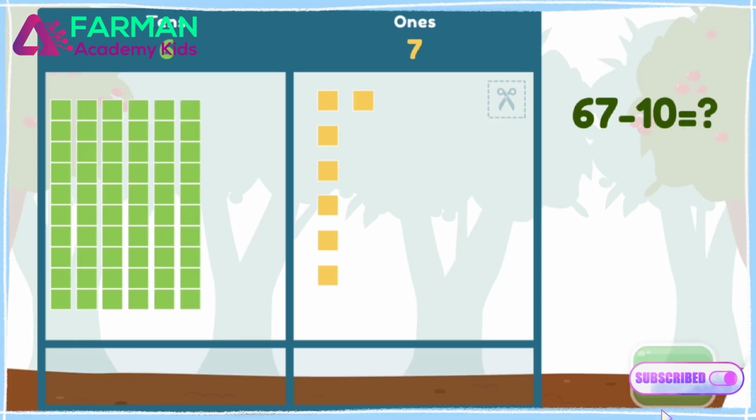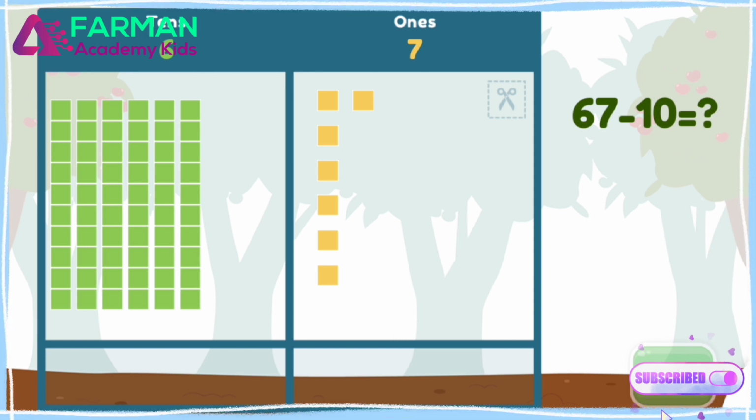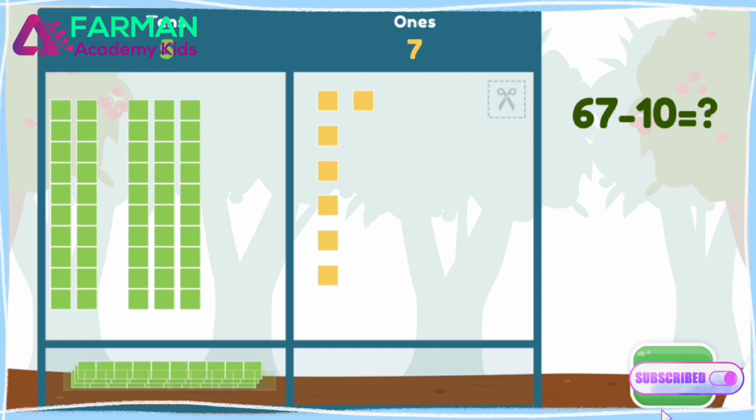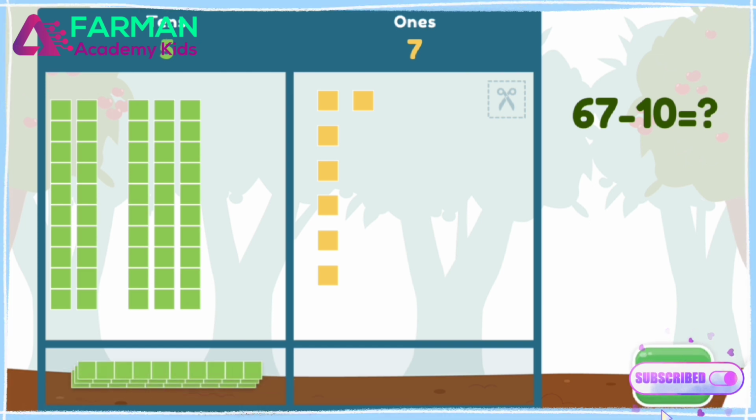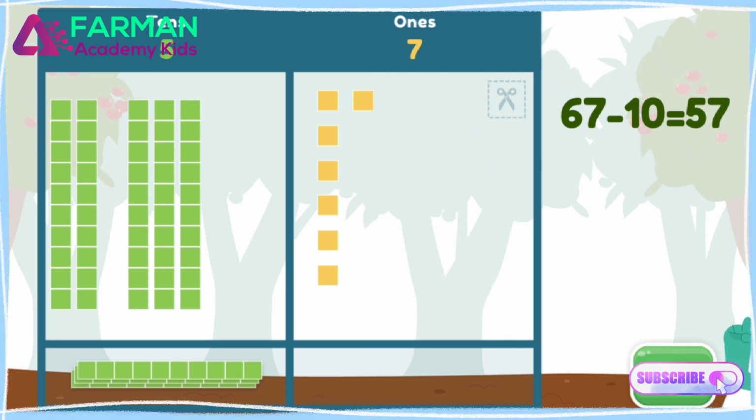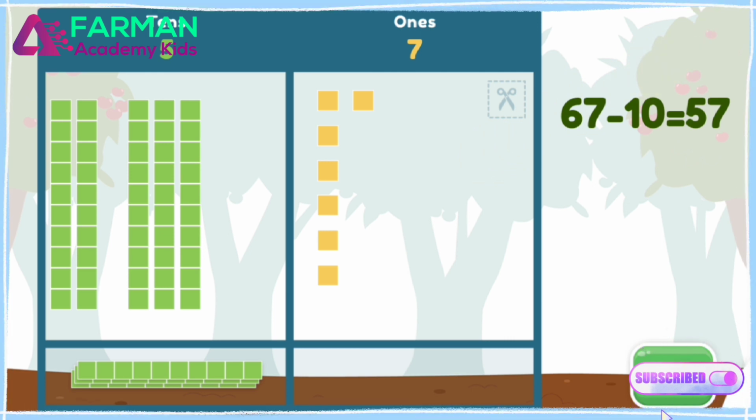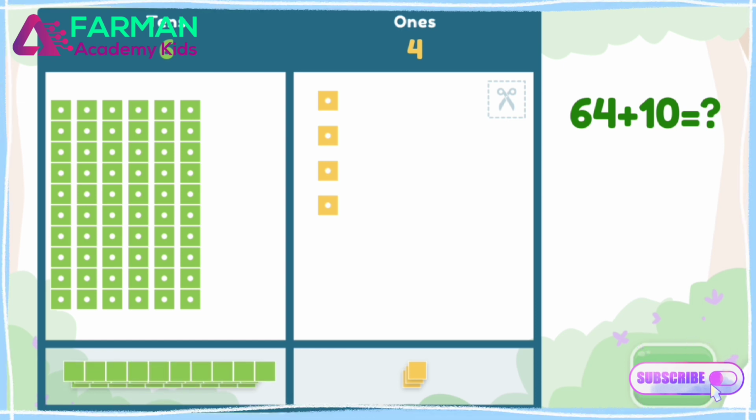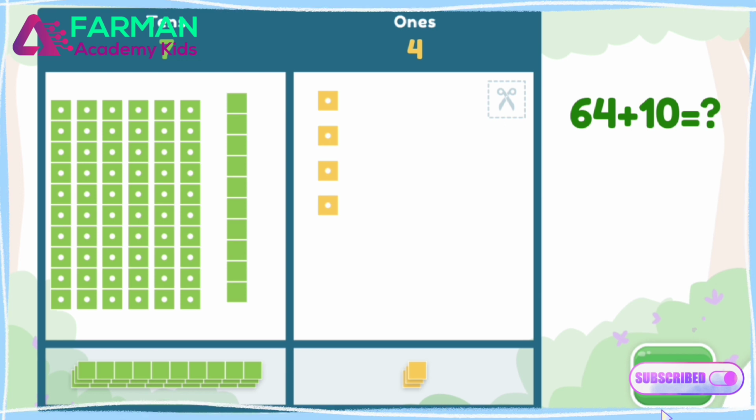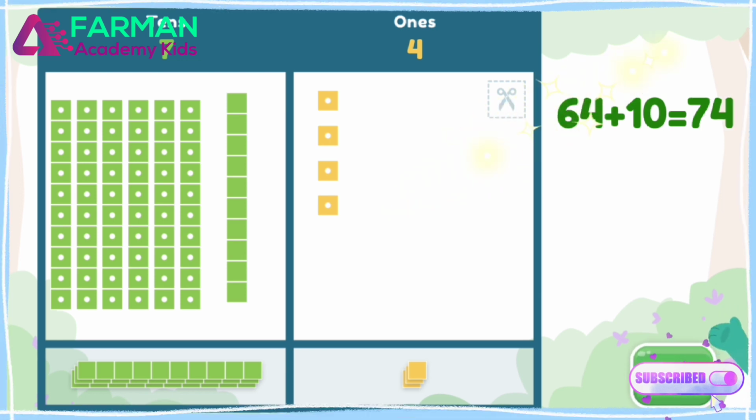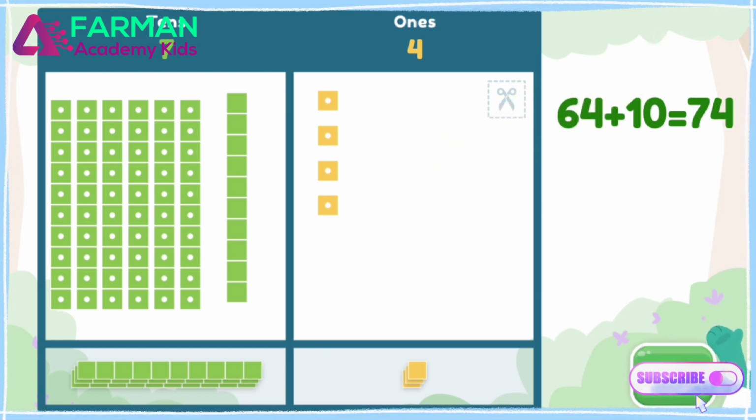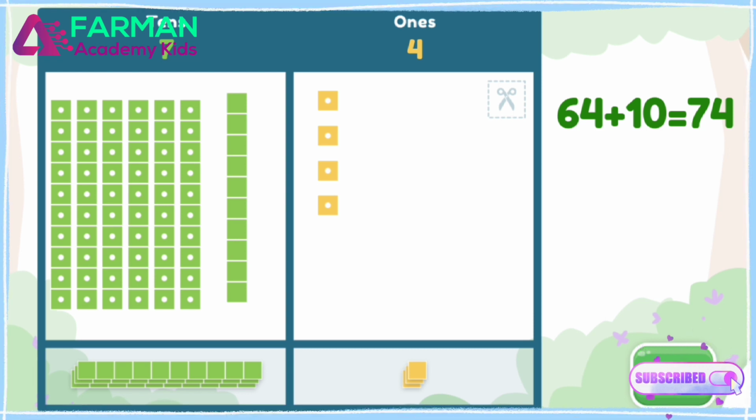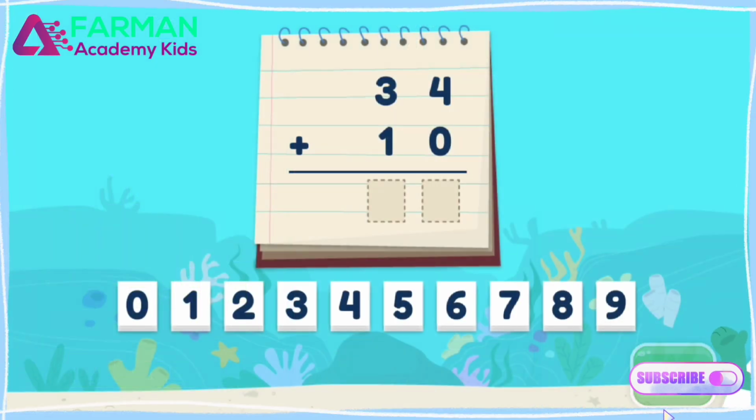Let's try subtracting. Use the rods and blocks to solve the equation. 67 minus 10. That was so fun! Let's do it again. Use the rods and blocks to solve the equation. 64 plus 10. That's right! We added 10. So the number in the tens place increased by 1. Let's do it another way. Solve the equation.